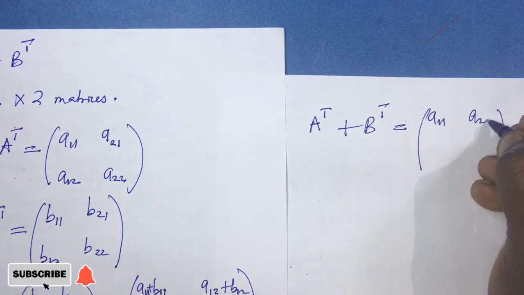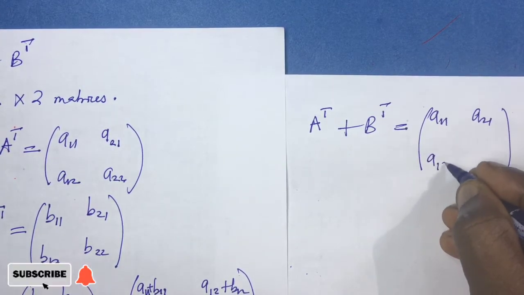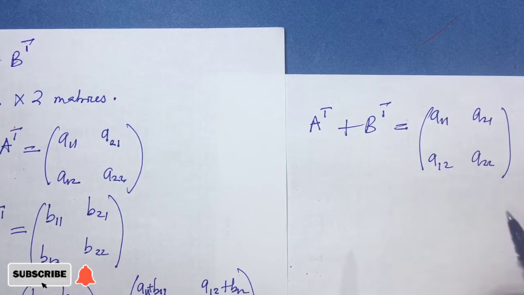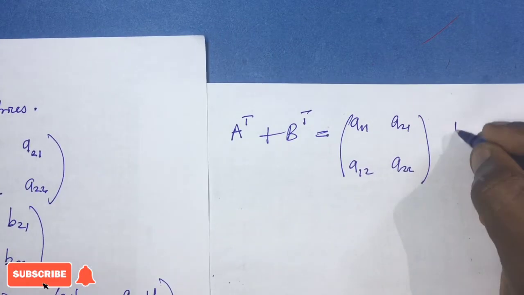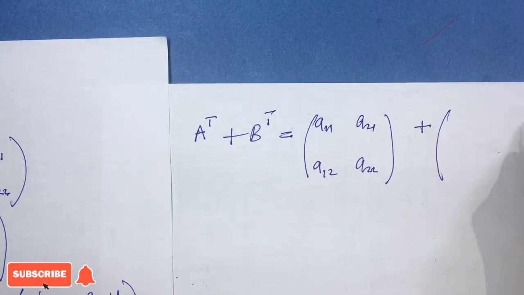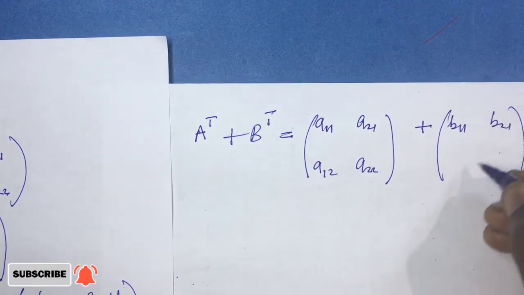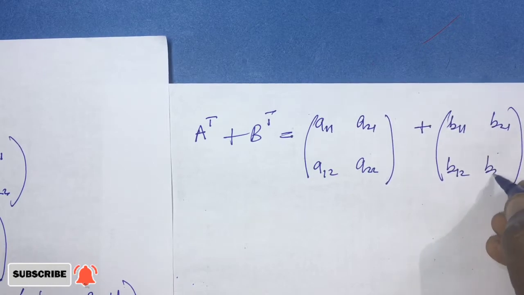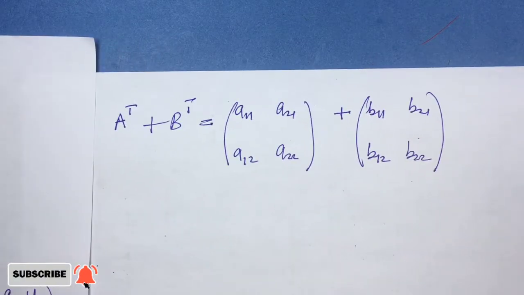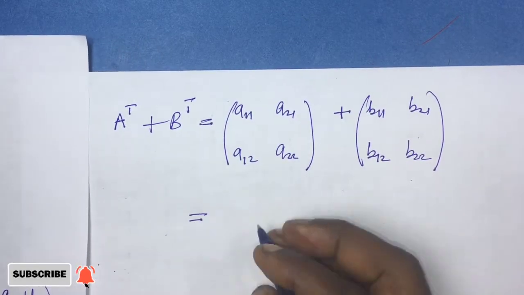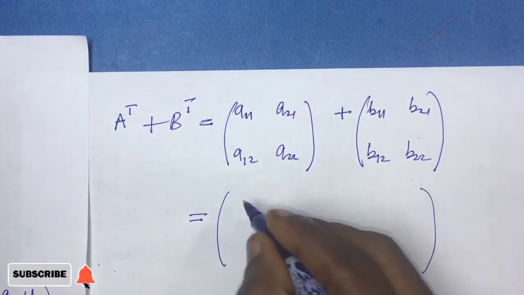A11, A21, A12, A22 was the transpose of A. If I add it to B transpose, what did we get as B transpose? We got B11, B21, B12, B22. Now, let's add and see. If you add that, you end up having this result.